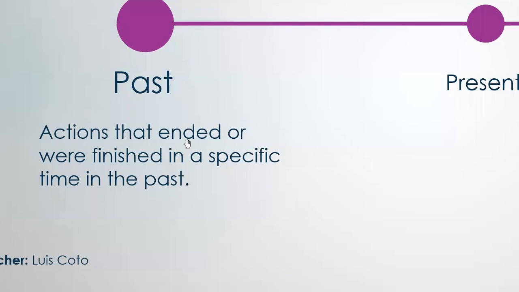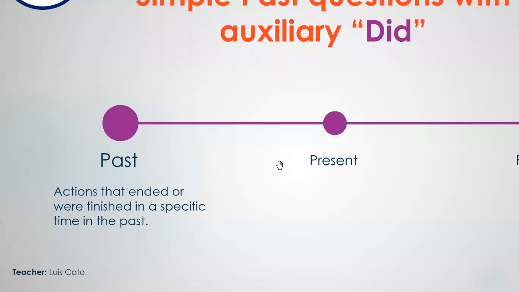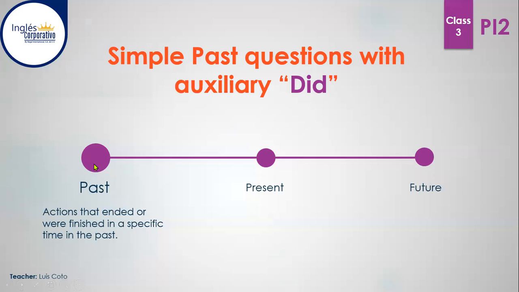Actions that ended. Pronunciation: ended. Repeat it. Ended. Or were finished. Pronunciation T, like the letter T, in finished. Okay, they ended, finalizaron. They ended at a specific time in the past. Okay, this is simple past.